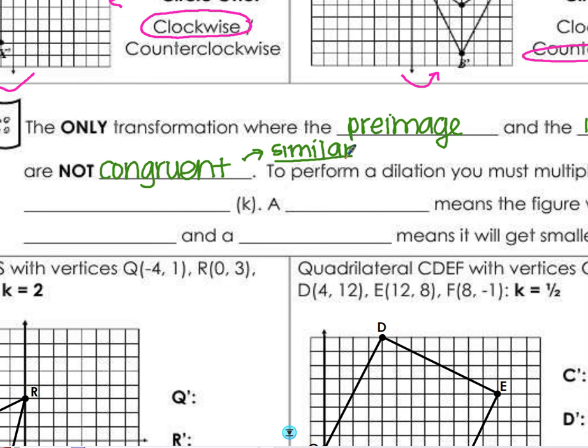To perform a dilation, you must multiply by the scale factor, which we used back when we were learning about similarity. All right? A number greater than 1, it can be a fraction, so it should just be a number greater than 1. Okay? So a number greater than 1 means that your figure will get bigger.